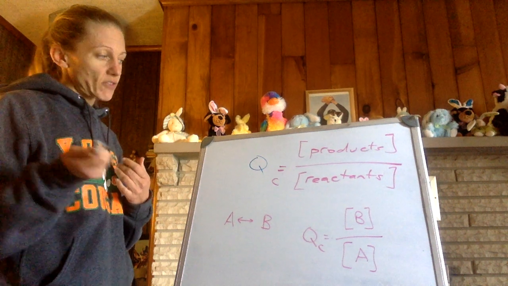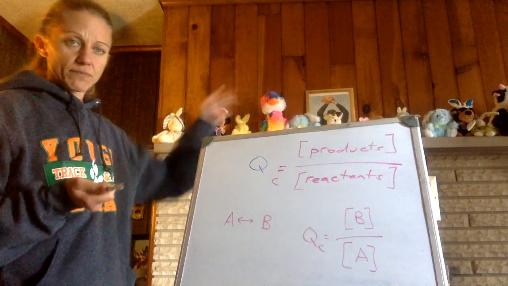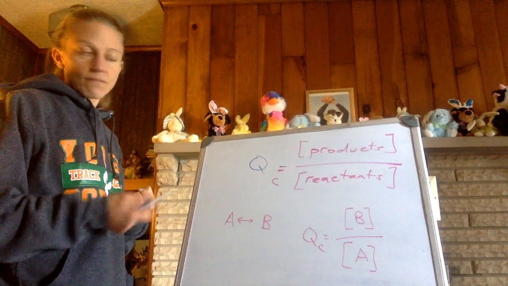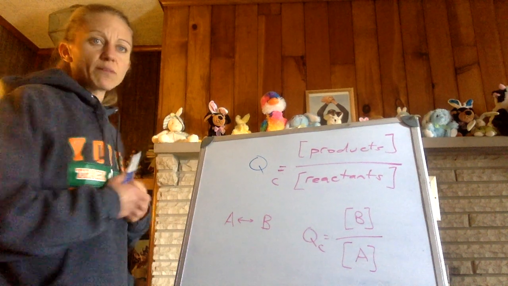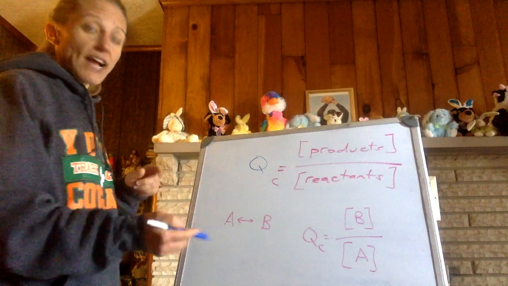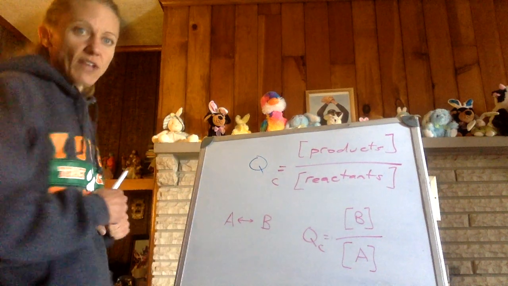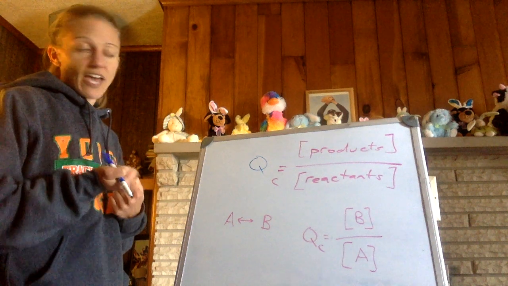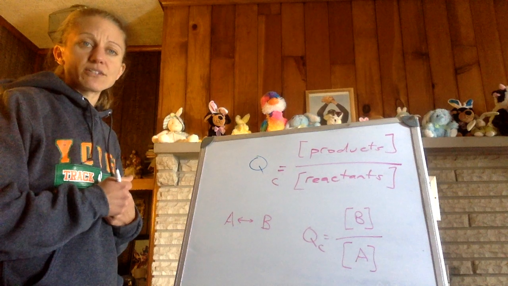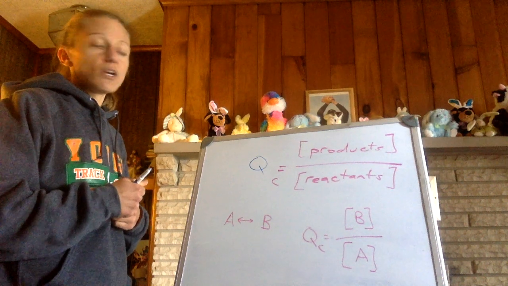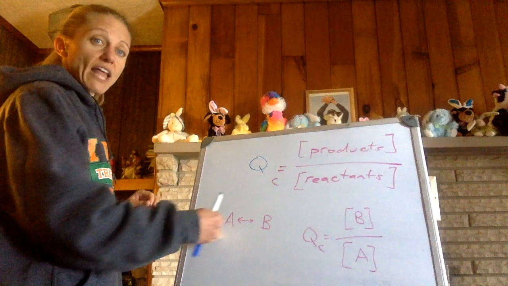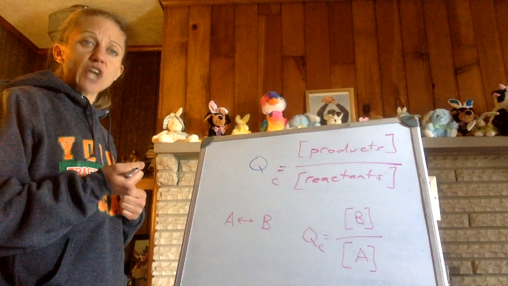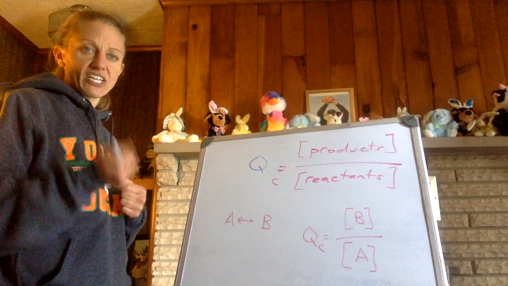If Q is bigger than K, then it's the numerator that's too big. Too many products. I'll make more reactants. The reaction will go right to left. If Q is smaller than K, I have too many reactants, too much in the denominator, so the reaction will proceed left to right as written. That'll make the change happen that brings Q back to K.